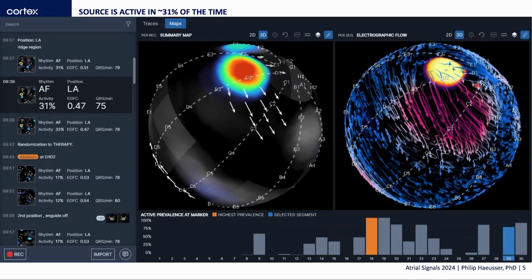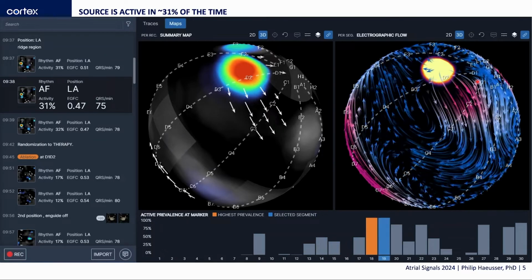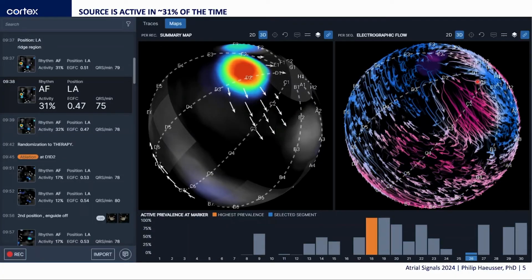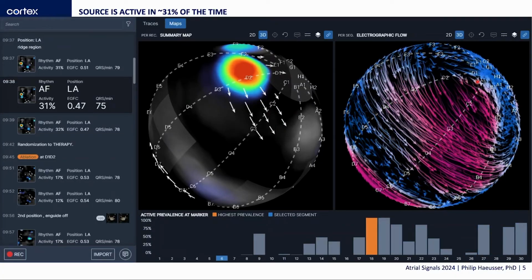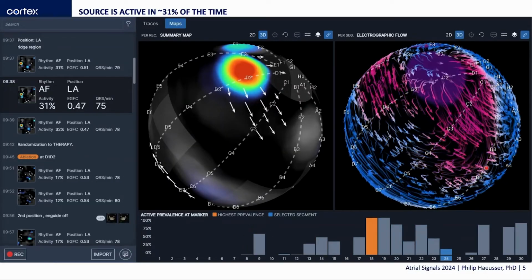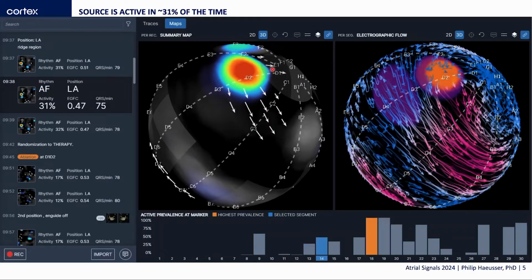This is a location where our algorithm detected divergent flow. We call this a source of electrographic flow. As you can see, this phenomenon is not always active during the 60 seconds. The bars at the bottom show you the source prevalence per segment. The map on the left summarizes all phenomena found in the recording.